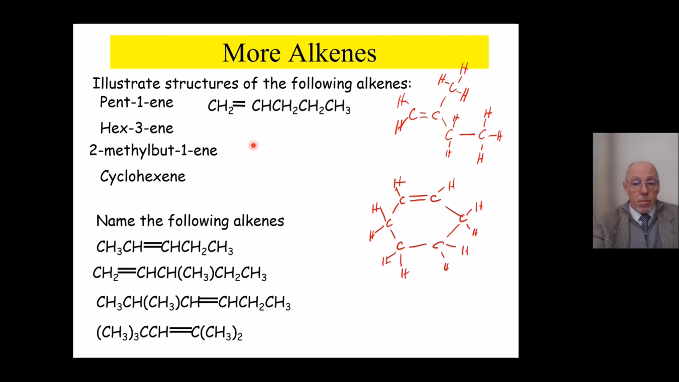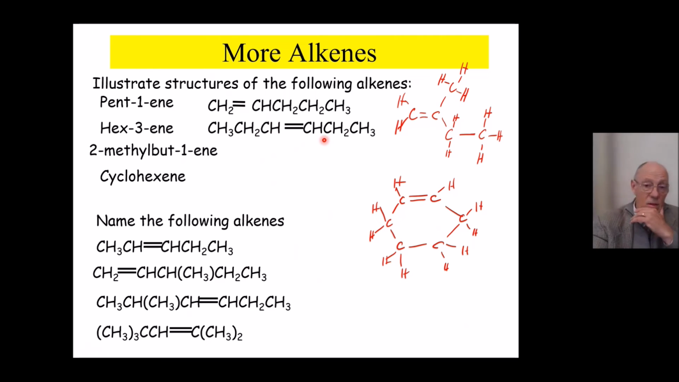Pent-1-ene. That's the condensed structure. So it's got 5 carbons, 1, 2, 3, 4, 5, and the alkene is just between the first 2 carbons. Hex-3-ene, 1, 2, 3, 4, 5, 6, and the double bond comes after the third carbon, 1, 2, 3. Now I've only drawn the condensed structures here, but I think on the next slide I've got the full structures.